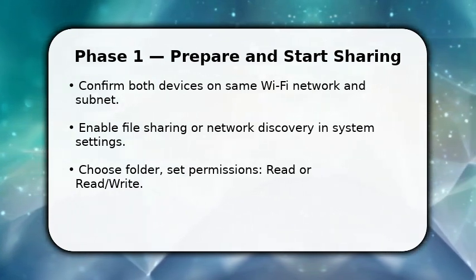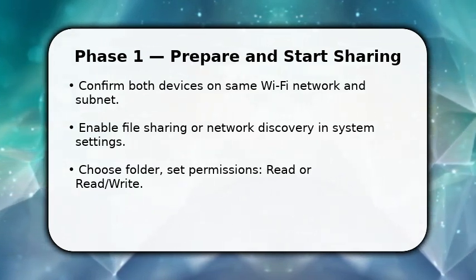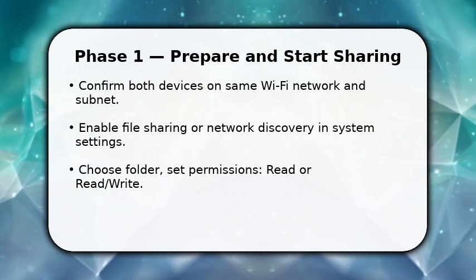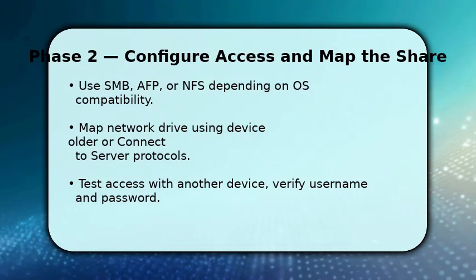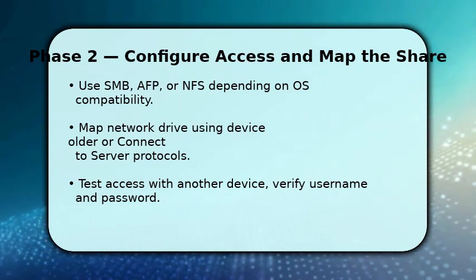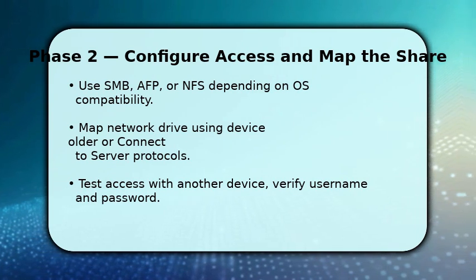Make sure firewalls allow file sharing services before moving to the core steps. Now configure the sharing protocol that matches both systems. SMB is common for Windows and many NAS devices, AFP for older Macs, NFS for Unix systems. Then map the network drive.